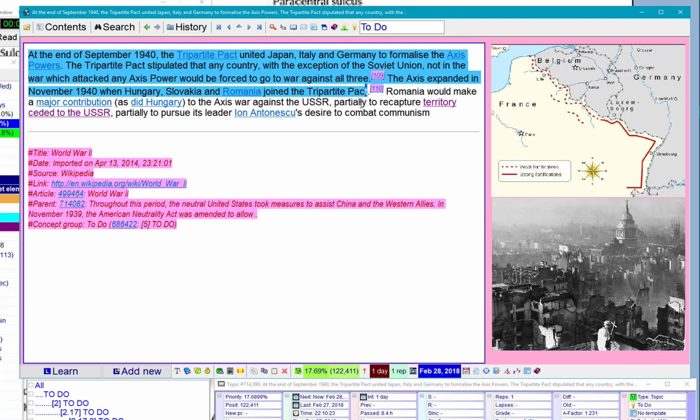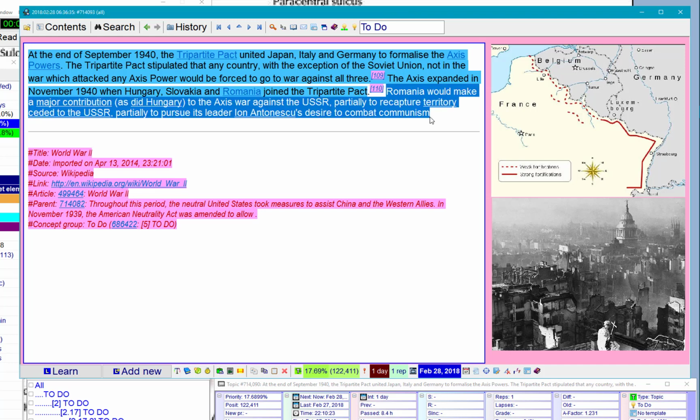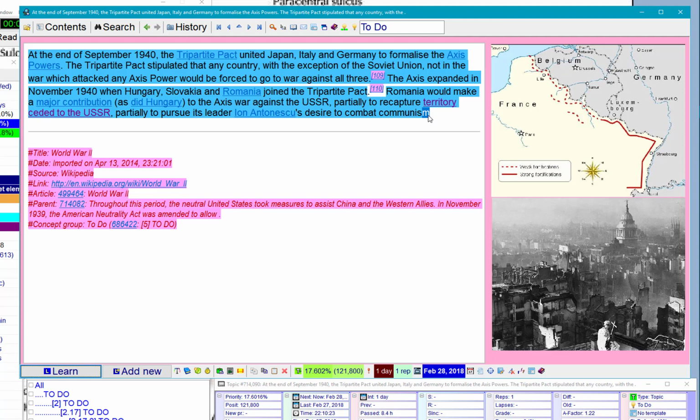Then Romania would make a major contribution, as did Hungary, to the Axis war against the USSR, first to recapture territory conceded by the USSR, and then its leader, Ion Antonescu, decided to combat communism. Okay. And this would be done.